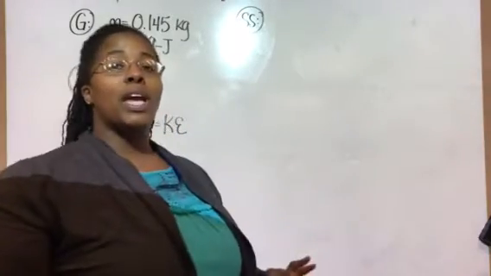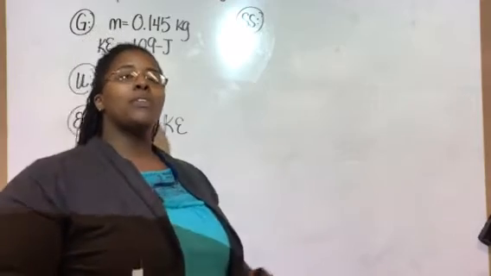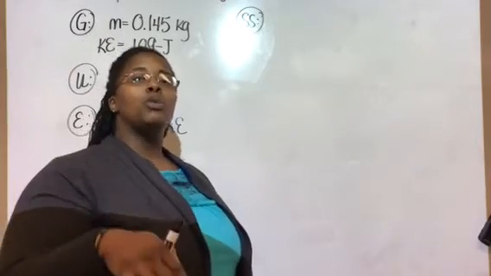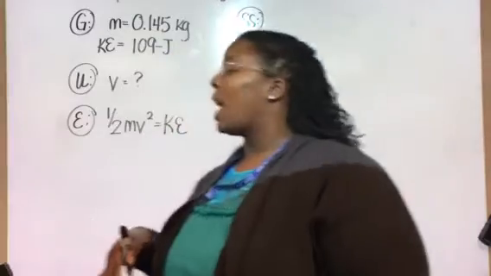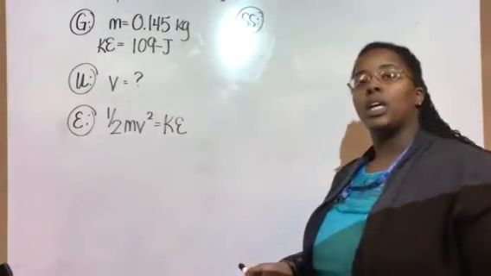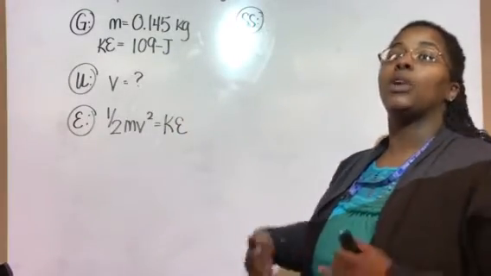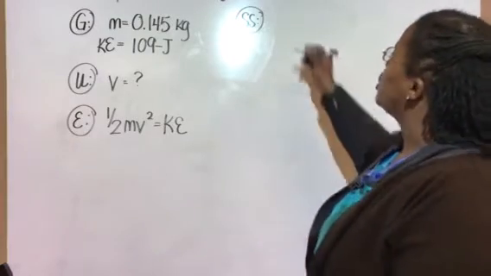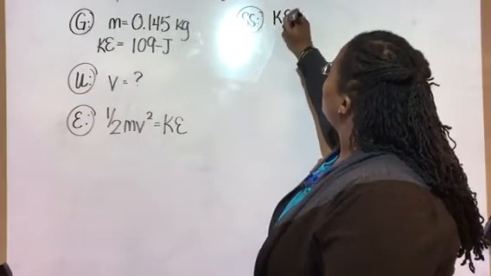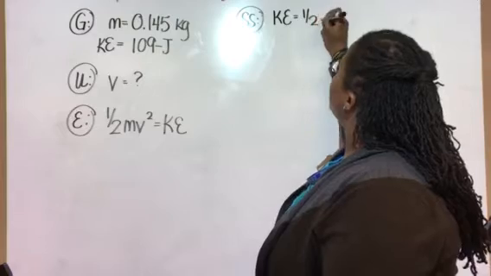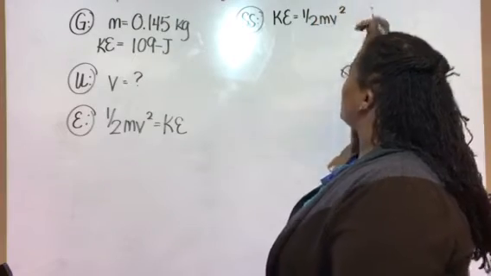Now, there are two different ways to tackle this one. If you take a look in the textbook, you will notice that I believe two or three pages in, they have actually gone ahead and rearranged the equation for you. So it starts out as KE equals 1/2 mv squared.